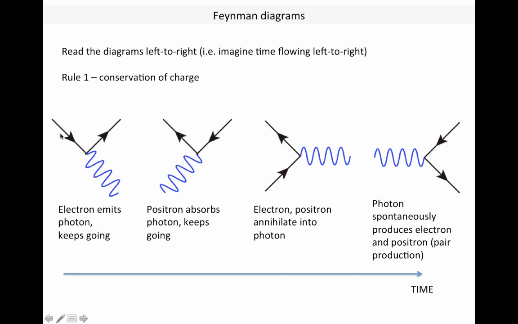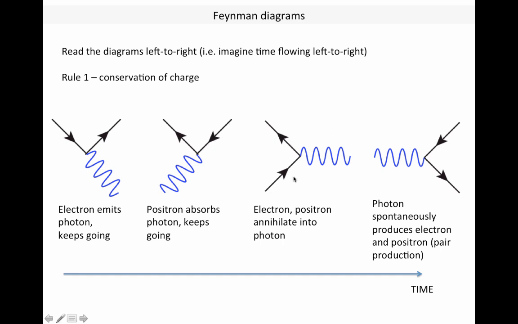So some of the simplest diagrams that you can draw are shown here with their physical interpretation. So you read left to right. Here in the first diagram we have an electron coming in, it emits a photon and continues on its way. In the second diagram here we have a photon coming in, we have a positron coming in. We know it's a positron because the arrow is pointing backwards in time. So a positron comes in to meet a photon. That photon gets absorbed by the positron, which continues moving forwards in time.